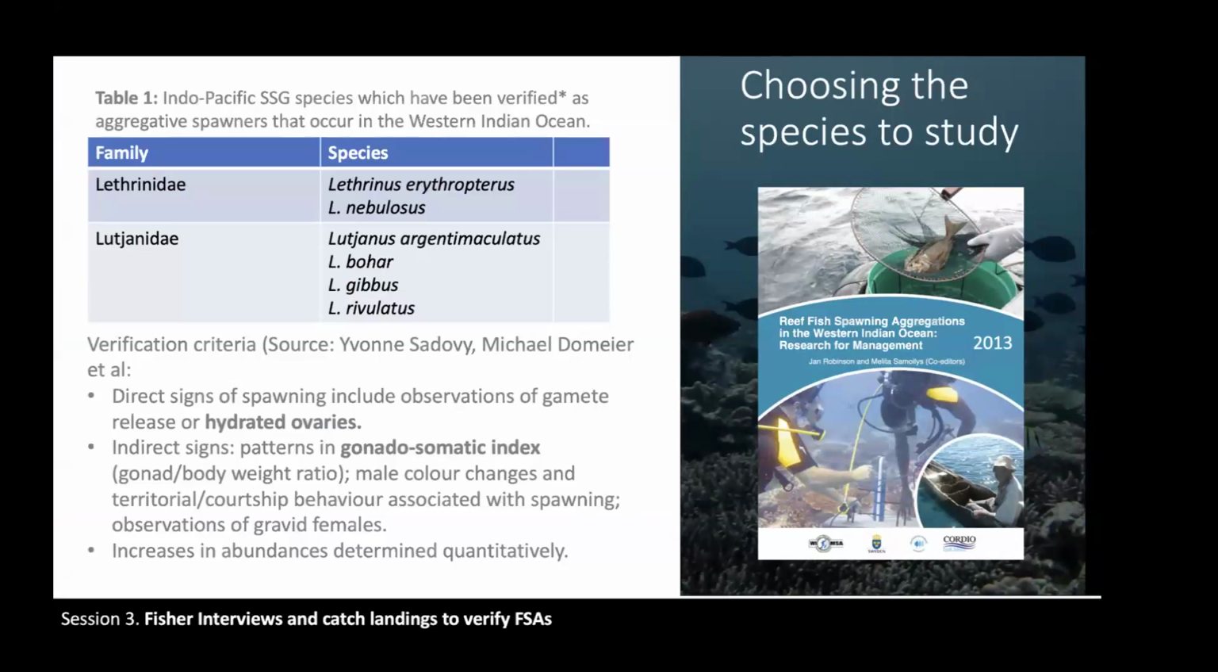When we did this back over 10 years ago, working with Jan Robinson and our other colleagues, we looked at what was published in the Indo-Pacific to guide us on what might be forming spawning aggregations in Eastern Africa, particularly in Seychelles, Kenya and Zanzibar. And so this is an example I provide of what we found on snappers and emperors at that time.